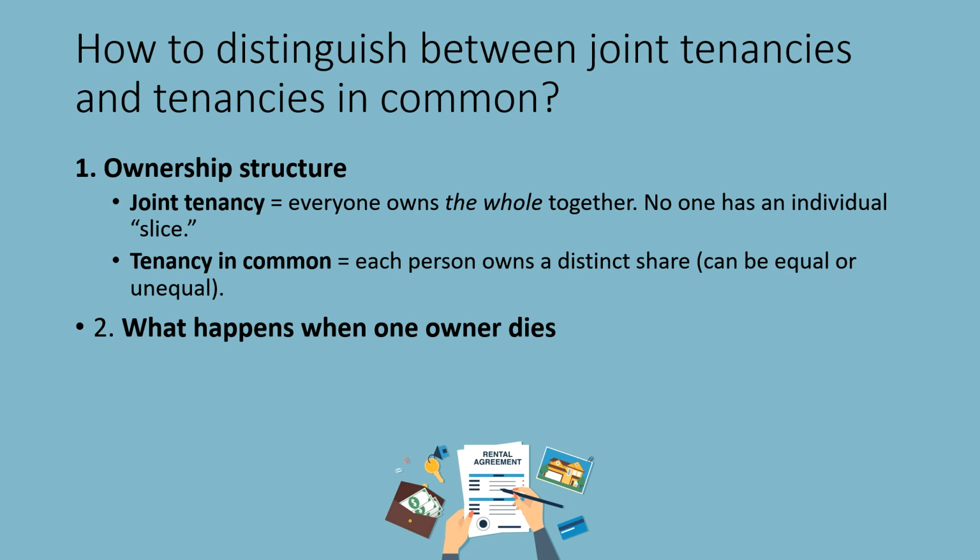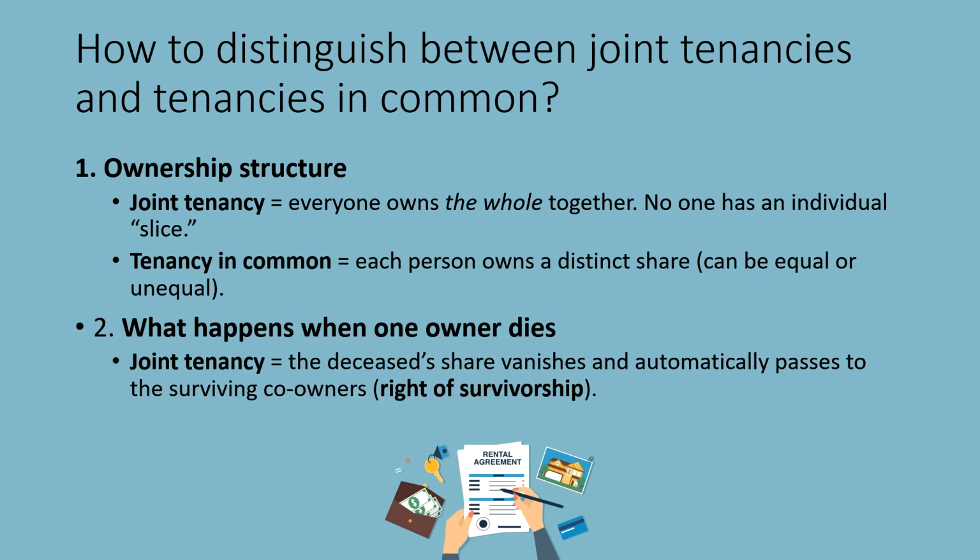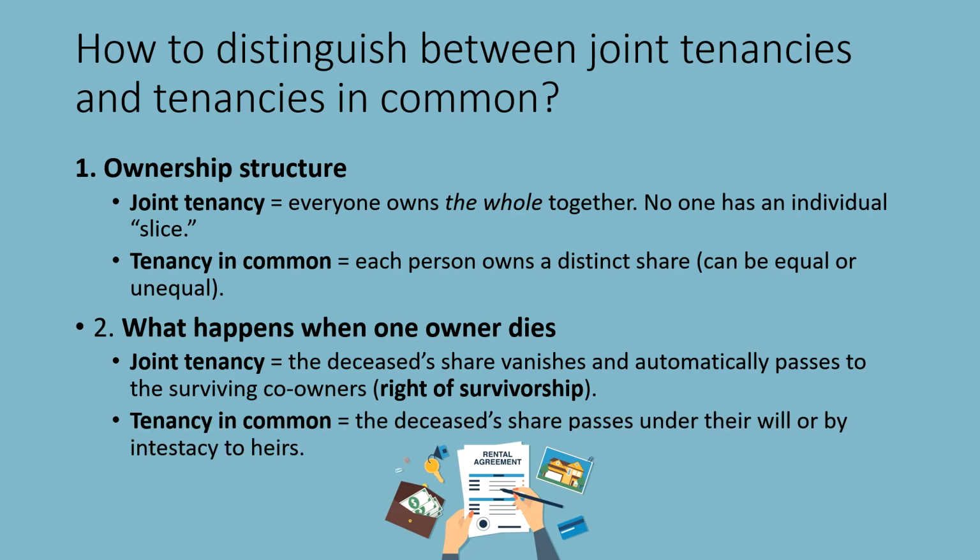The second element to look at is what happens when one owner dies. In a joint tenancy, as we said, the deceased's share basically vanishes and all the ownership passes to the surviving owners, which is a consequence of the fact that everyone owns the whole property together. In a tenancy in common, by contrast, we have distinct shares or slices which are owned by one person, and because those are separate shares, those can actually be inherited.